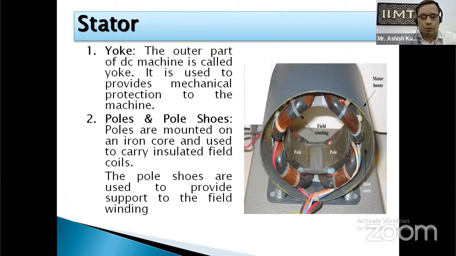When we are talking about poles, poles are mounted on an iron core and used to carry insulated field coils, and pole shoes are used to provide support to the field winding, as well as spread magnetic flux inside the air gap uniformly.